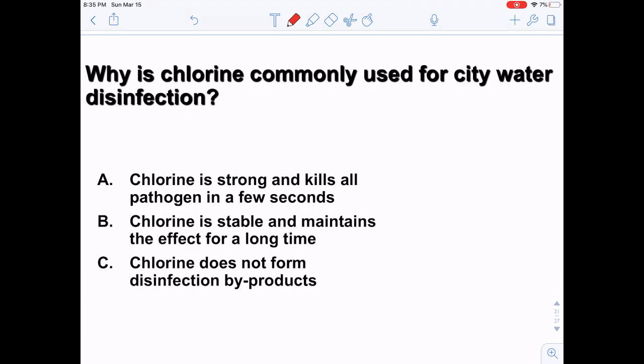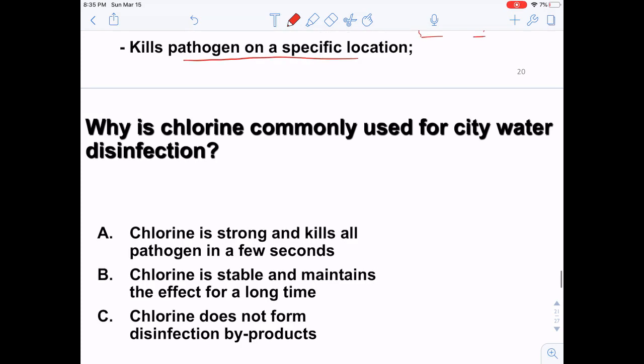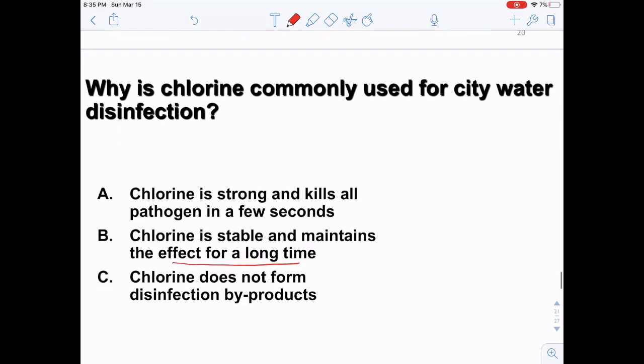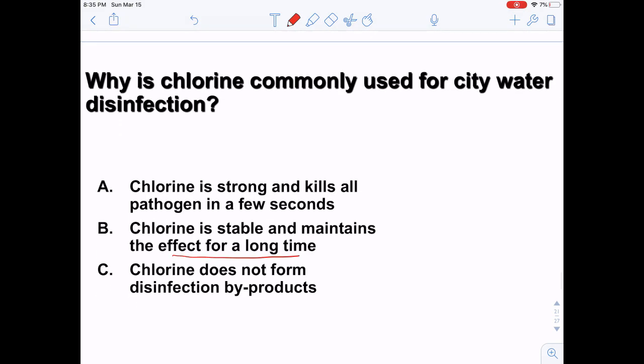So a simple problem: why is chlorine commonly used for city water disinfection? It can be either A, chlorine is a strong disinfectant that kills all the pathogens in a few seconds, or B, chlorine is stable and can remain effective for a long period of time, or C, chlorine does not form disinfection byproducts. We know that chlorine will form these disinfection byproducts here, right? So we're not going to choose C here.